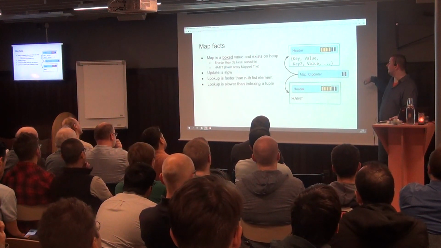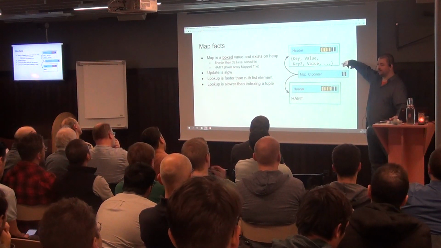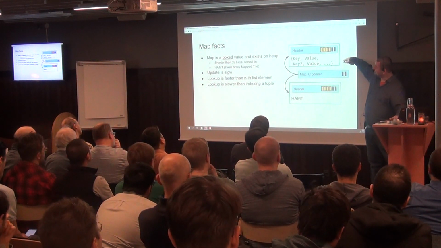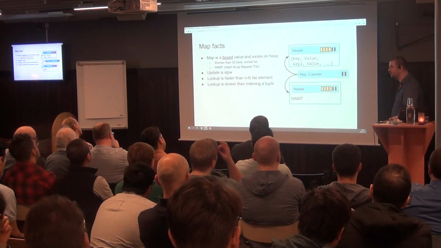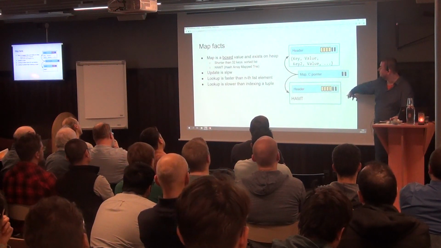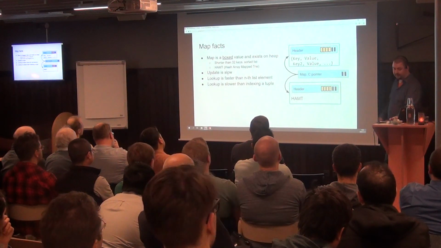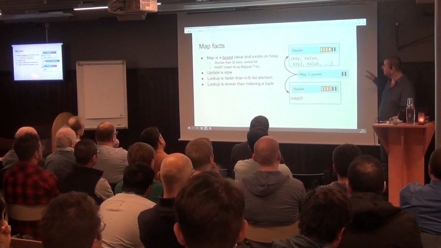So lookup in a map is faster because it is sorted. If it's still stored like this and you look it up, binary search is quite fast. But when you go into a tree, it's slower, but it's still faster than other data structures.